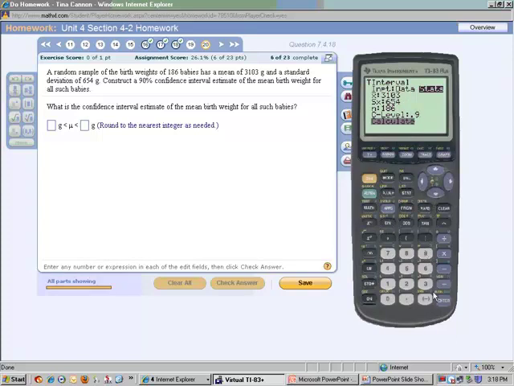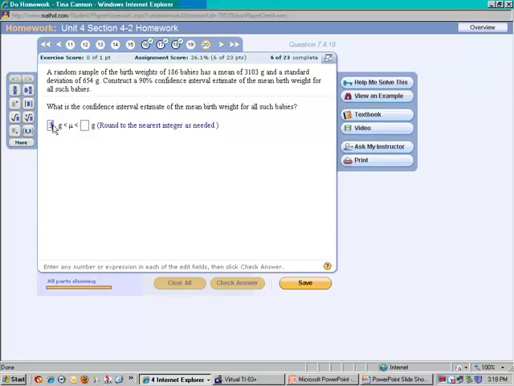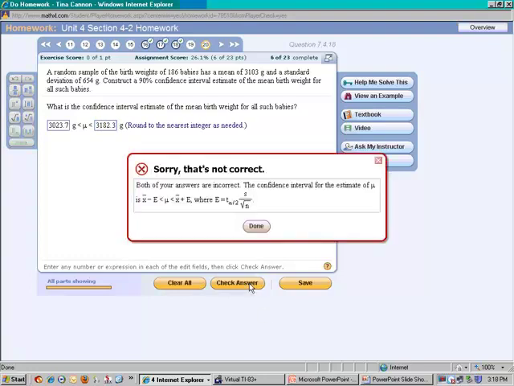So we can have it calculate our interval, and notice this will be the interval that we'll input. And so in our particular one, we have 3,023.7 and 3,182.3. So let's type those in and check our answer. 3023.7, and we get 3182.3. And we'll check the answer.